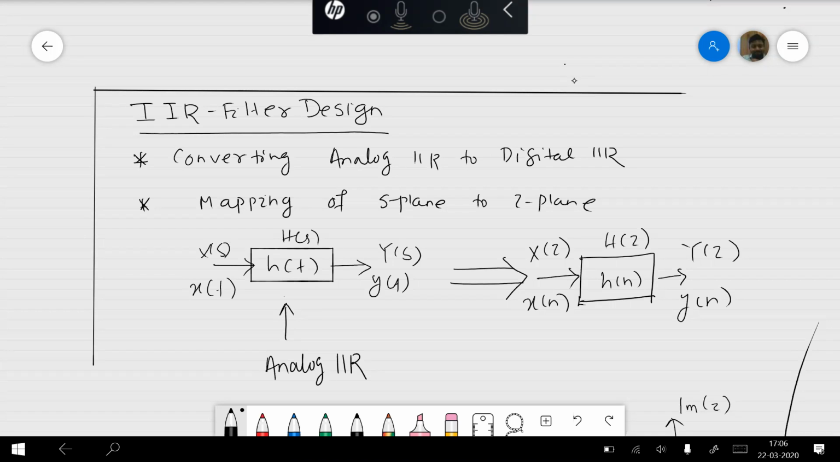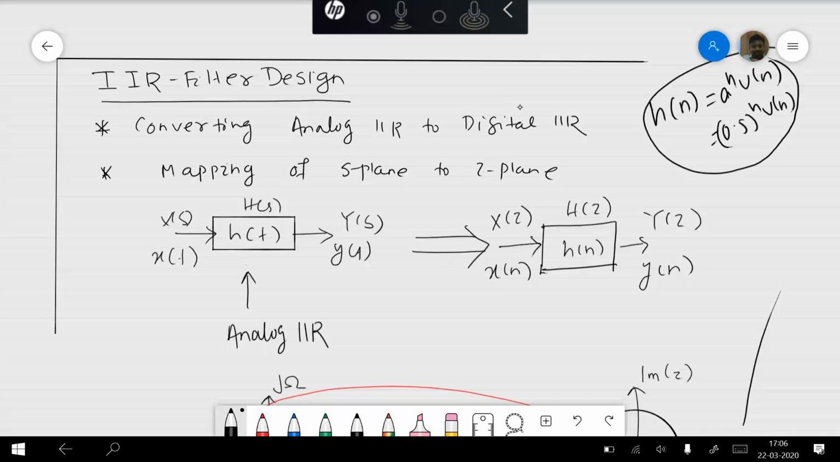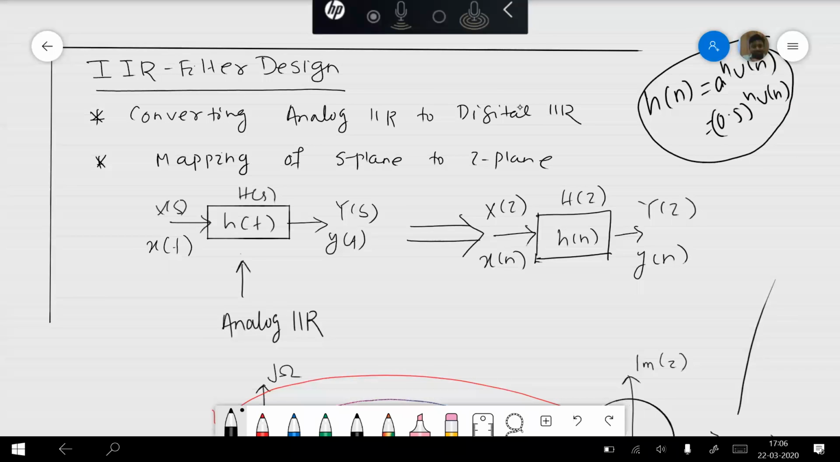That means when your system h of n is something like in the formula of a to the power n u of n, or something like 0.5 to the power n u of n, in that format when we get the systems, right, those systems are called infinite impulse response systems.